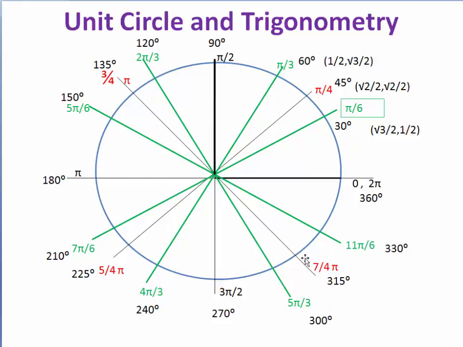Here we're just going to concentrate on this quadrant here, quadrant 1, and just see if we can remember those, because it's from this one quadrant that we can go and put in the values for all the other angles in the circle.